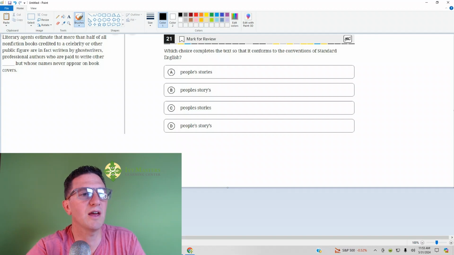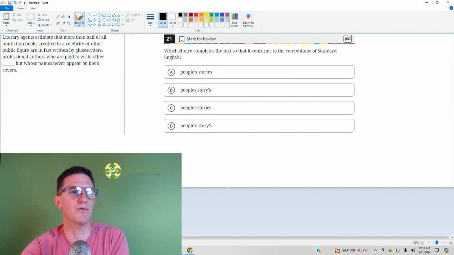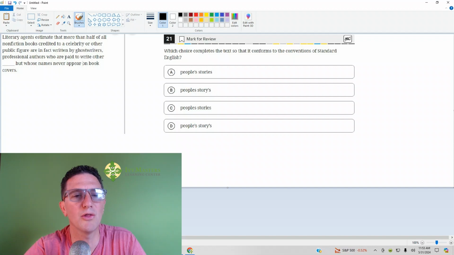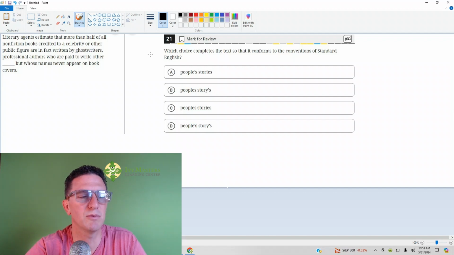Read the sentence. Literary agents estimate that more than half of all nonfiction books credited to celebrities or other public figures are in fact written by ghostwriters, professional authors who are paid to write other people's stories but whose name never appears on a book.